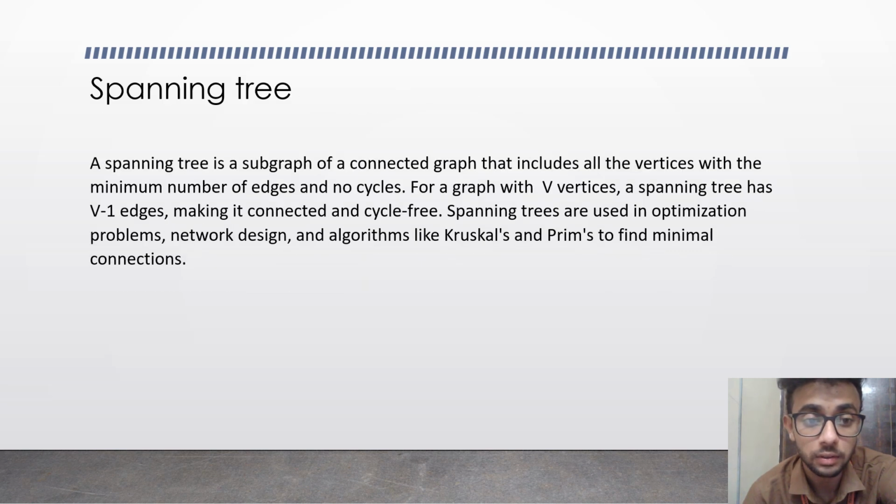Now let us discuss what a spanning tree is. A spanning tree is a subgraph of a connected graph that includes all the vertices with the minimum number of edges and no cycles. For a graph with V vertices, a spanning tree has V minus 1 edges, making it connected and cycle-free. Spanning trees are used in optimization problems, network design, and algorithms like Kruskal and Prim to find minimal connections.